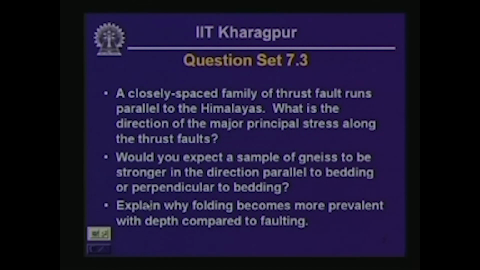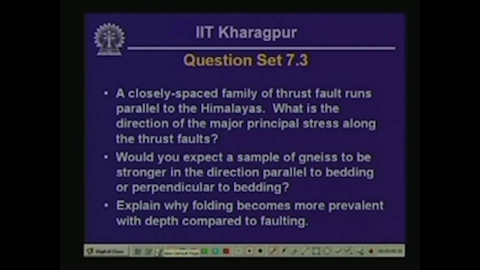This is the question set that I gave you as part of the previous lesson. The first question was: a closely spaced family of thrust faults runs parallel to the Himalayas. What is the direction of the major principal stress along the thrust faults? Now let's say, if you look at the northern part of the country, then it might actually look like this.